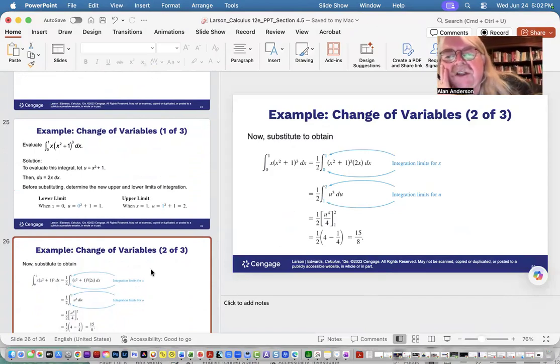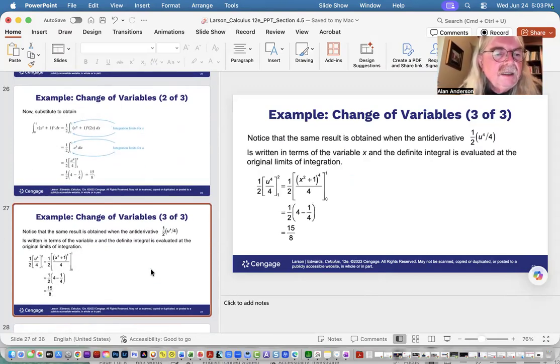All right, so they're mentioning it here too in blue. They're changing those limits to one and two, because now we're integrating u instead of x, and then we'll end up with the correct answer. That's the only tricky part when you're using u substitution for definite integrals as opposed to indefinite integrals. All right.